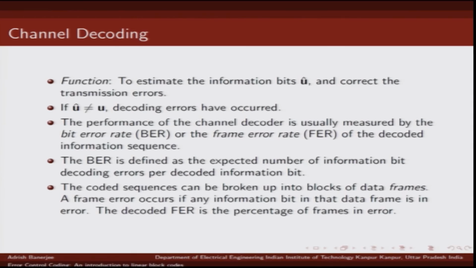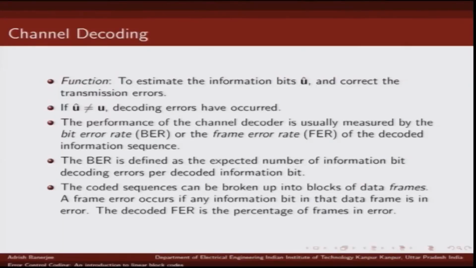When we compare the performance of different error correcting codes, we plot bit error rate or frame error rate on the y axis versus SNR, signal to noise ratio. As we increase the signal to noise ratio, how does our error correcting code perform? That is one way of comparing two error correcting codes.